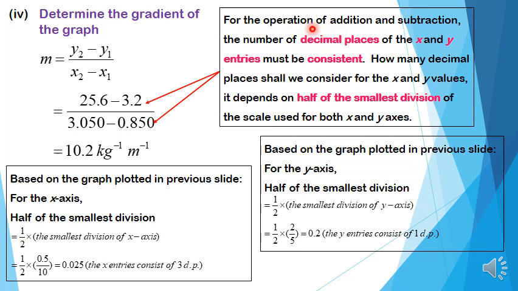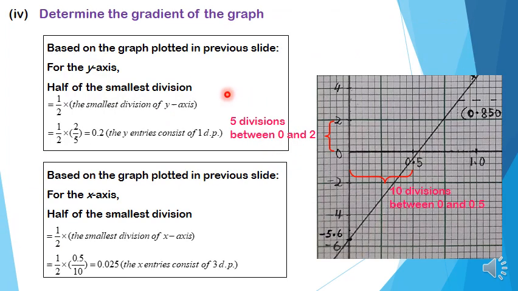For the operation of addition and subtraction, the number of decimal places of the x and y entries must be consistent. How many decimal places shall we consider for the x and y values? It depends on half of the smallest division of the scale used for both x and y axes. What does it mean by half of the smallest division? What is half of the smallest division for the y-axis? Please refer to the enlarged graph on the right-hand side.